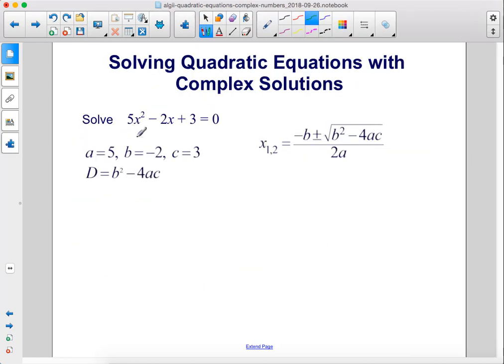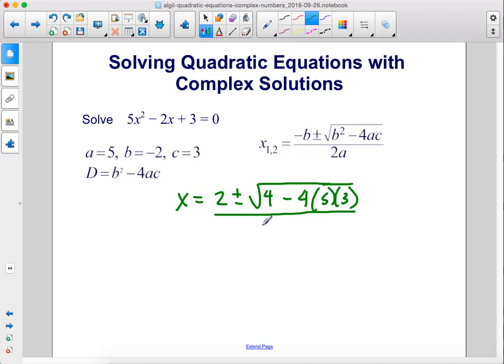Solve 5x squared minus 2x plus 3. So let's plug all these a, b, and c values into the quadratic formula. So we have x equals negative b plus or minus the square root of b squared minus 4 times 5 times 3, over 2 times 5. So that's 2 plus or minus the square root of 4 minus 60, which is going to give us negative 56 over 10. So our discriminant here is negative 56.